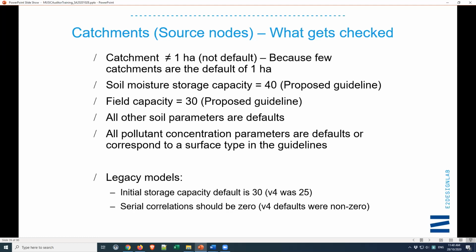I'll just flag that at the moment, we're not checking for the range of different land uses, but we're going to look at potentially adding that as well, so that if they're using one of the land uses with concentrations set out in the guidelines, it'll let them through as well.